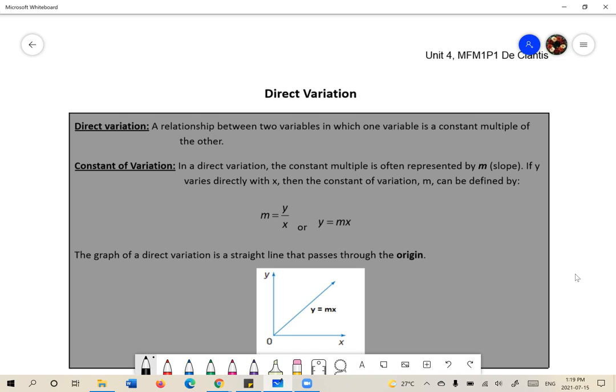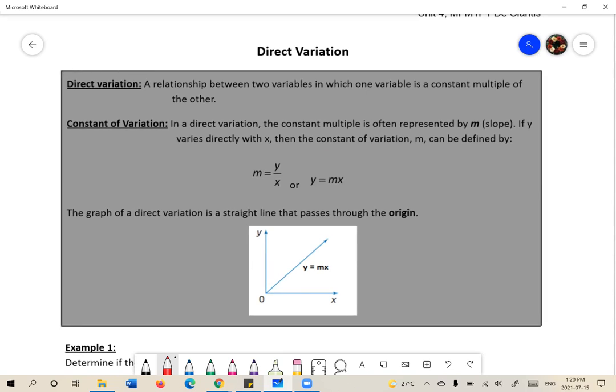A constant of variation. In a direct variation, the constant multiple is often represented by m, which is slope. If y varies directly with x, then the constant of variation m can be identified by m is equal to y over x, or y is equal to mx. Both of these formulas are indicating the same information, but they're just rearranged. In this formula, m is isolated, and just rearranging our variables, in this formula, y is isolated.